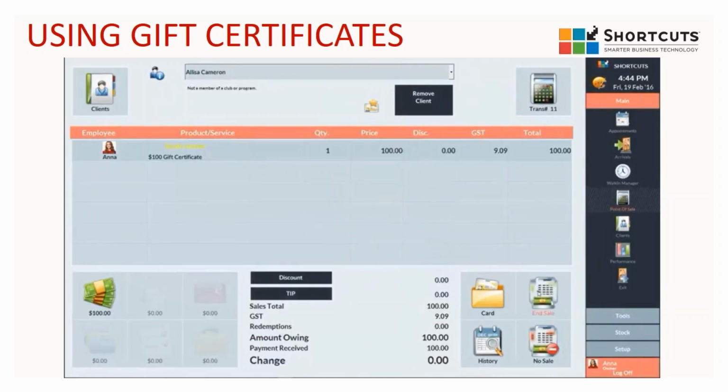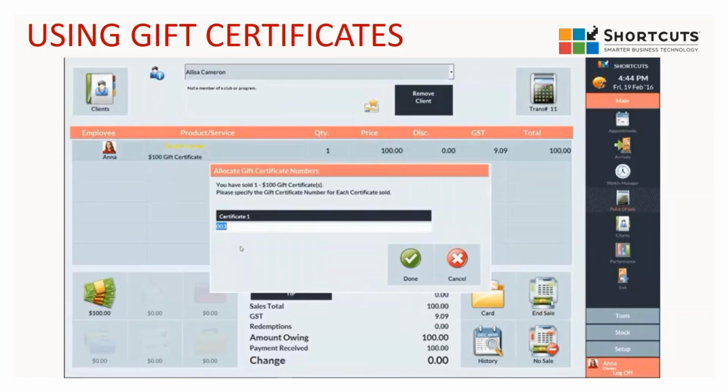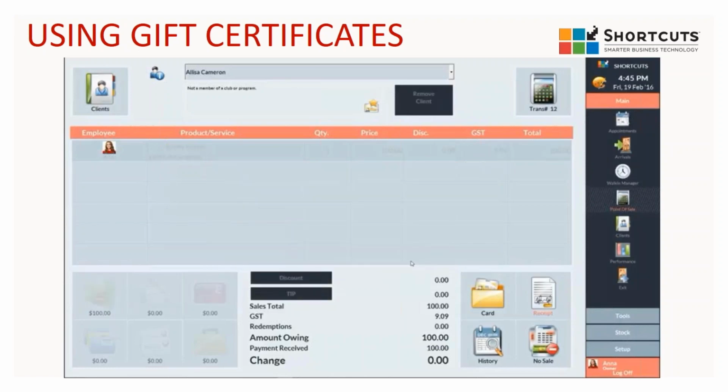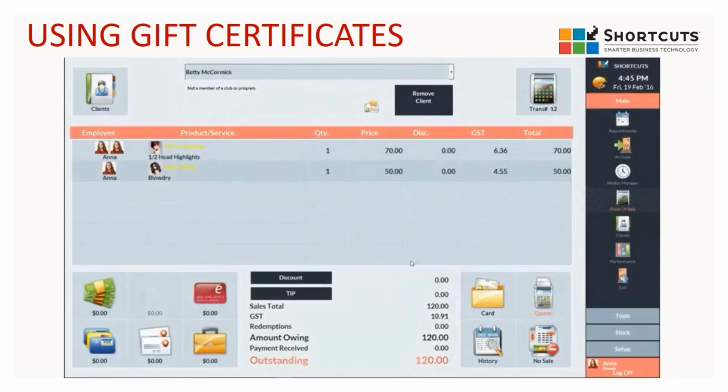So the customer is going to pay cash for that gift certificate, and this is the portion where Shortcuts will allow us to scan or manually type in the number that is on this gift certificate. Once we press done, Shortcuts now recognizes that there is a gift card worth a certain amount.